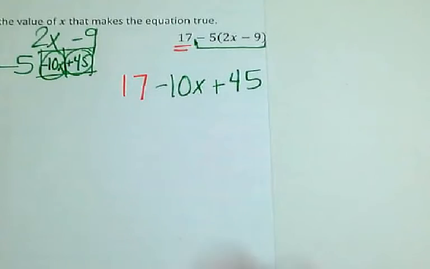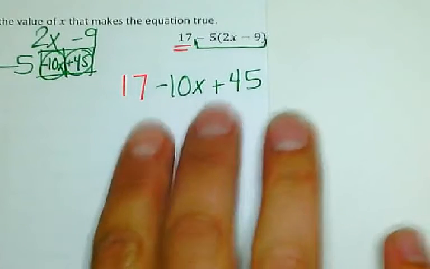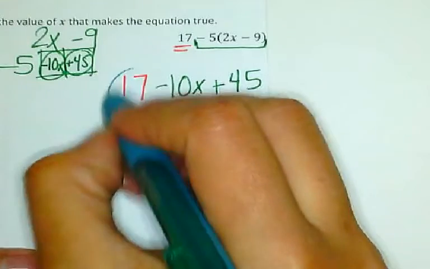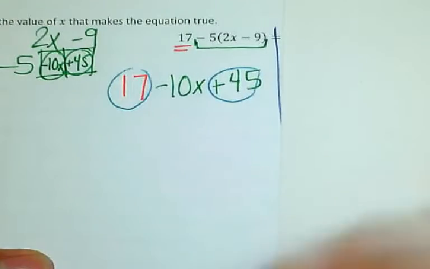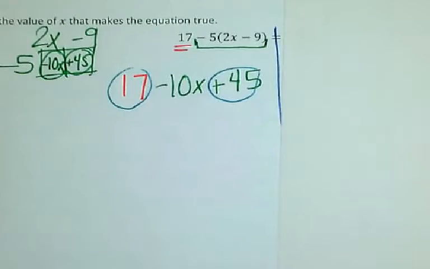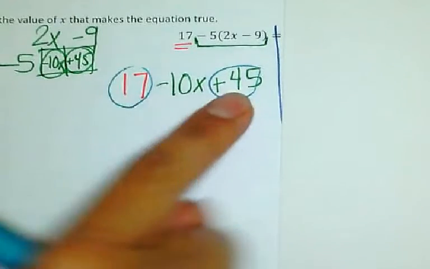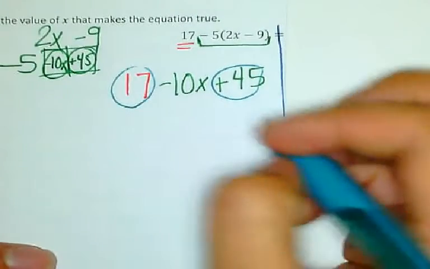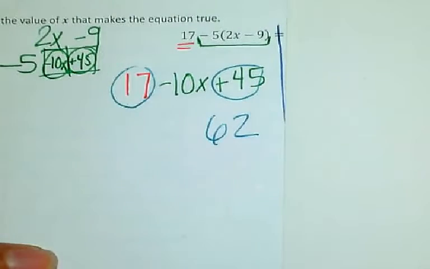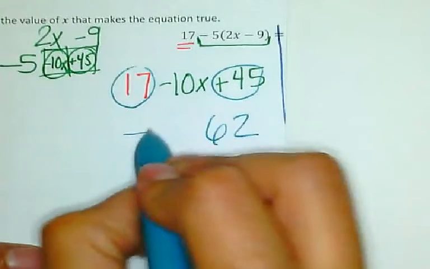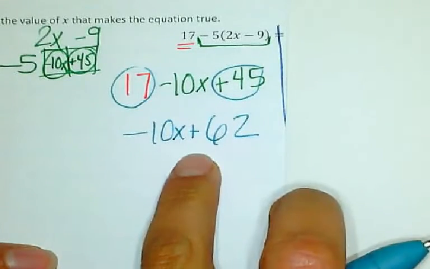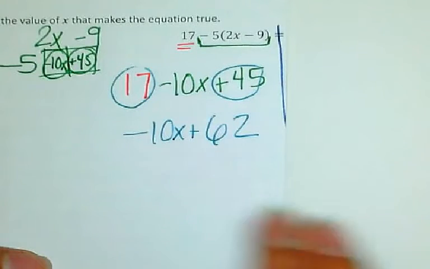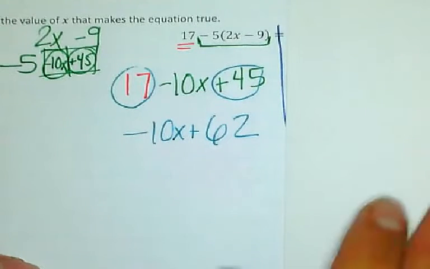Okay? So now I'm going to ask, is this already simplified all the way that I can simplify it? And here I notice that I have like terms. So these two constants right here are like terms. So I'm going to go ahead and put them together by adding them. Since they are both positive, I'll just add. So 17 plus 45 would be 62. And then that -10x is still there. And the 62 is positive. Okay? So now this side is simplified all the way. Now I can move to the other side.